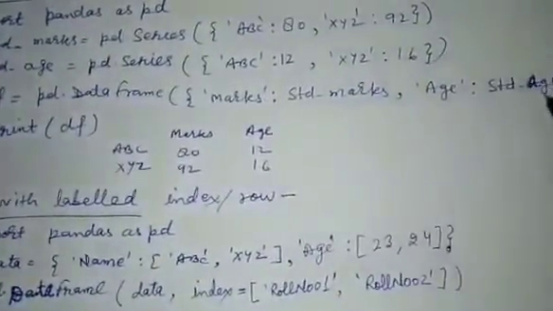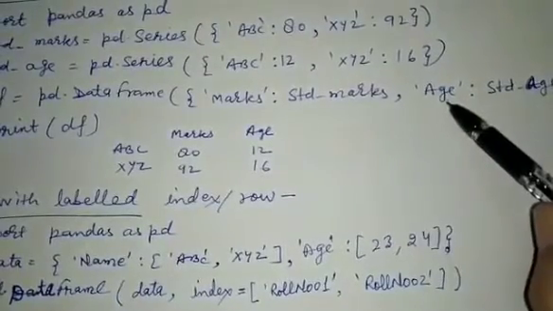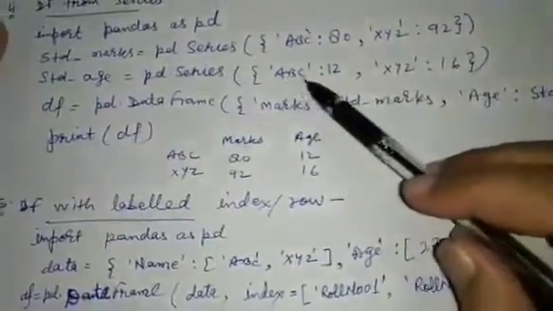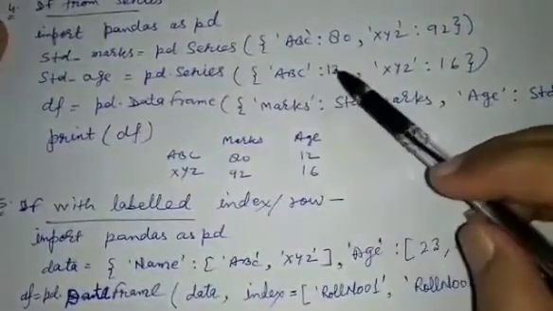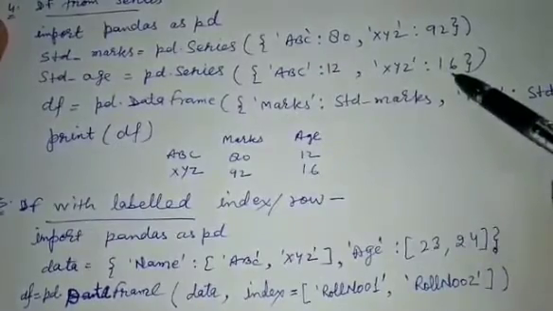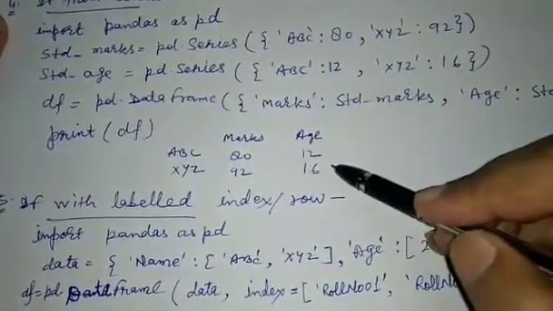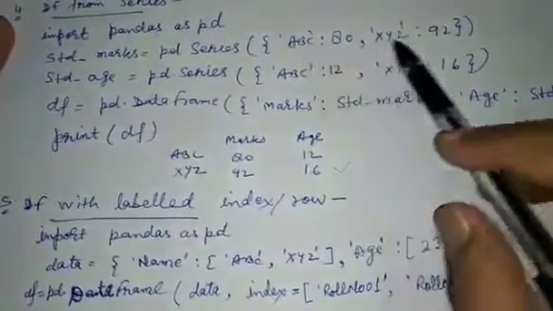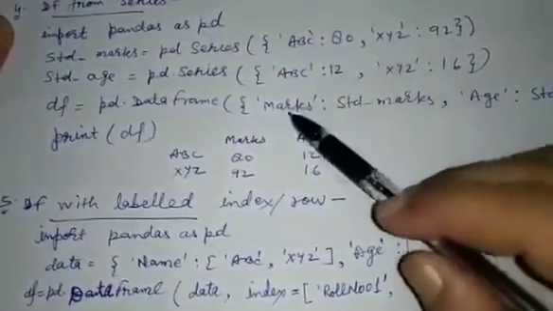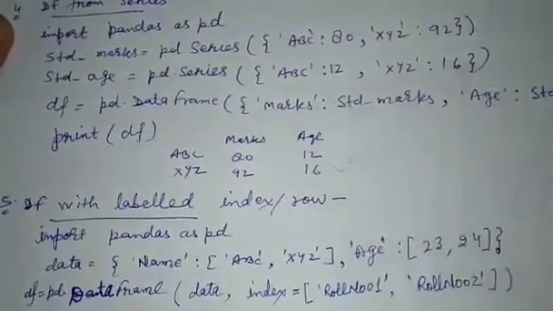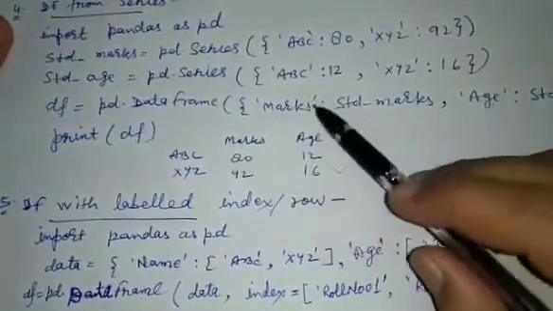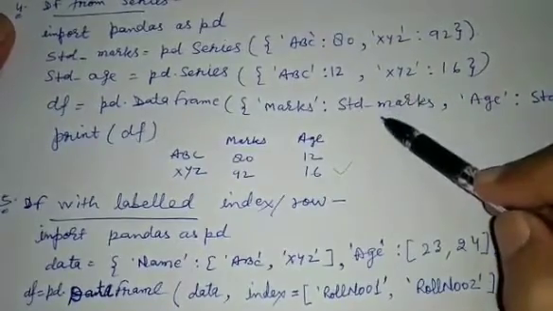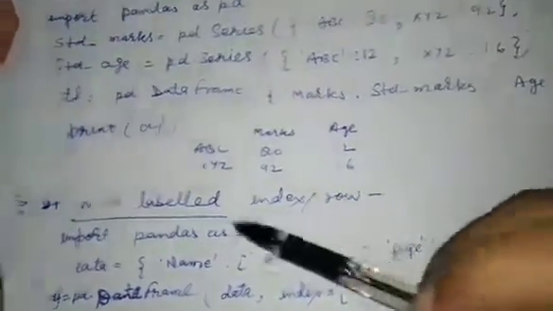Similarly, the std age column values will be derived from the std age series. So abc age is 12 and xyz age is 16. So you will get this kind of output using series. Series elements will be taken as rows, and we have created a dictionary for the data frame in which the fields are given these keys and their values will be derived from the series we have created.